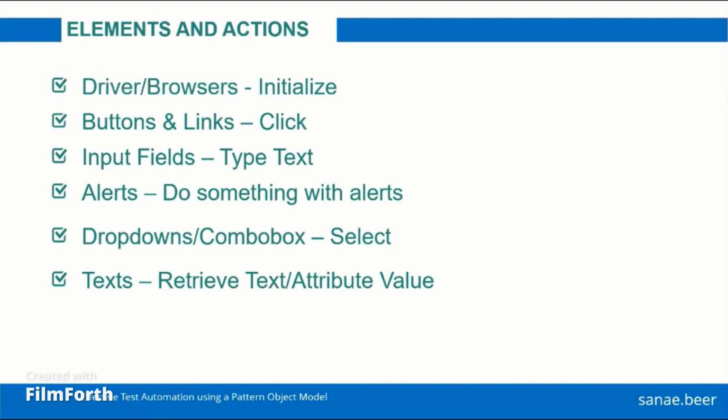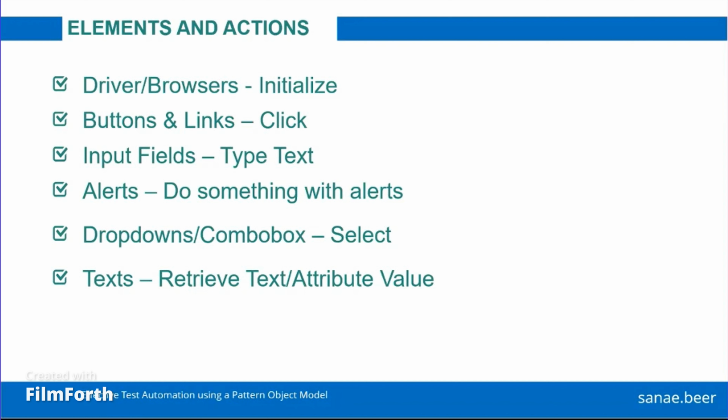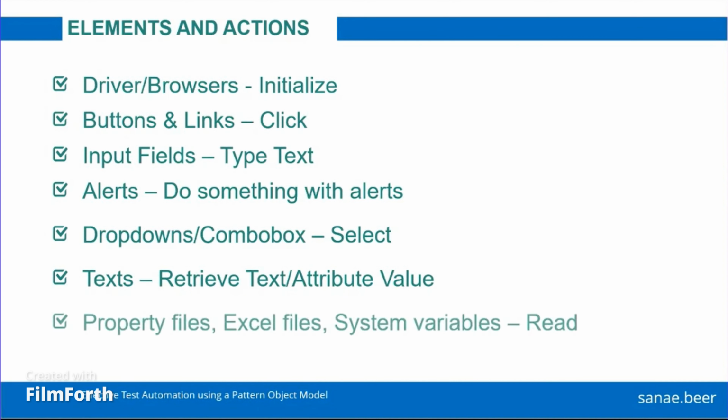What we can do with combo boxes: select one thing, select multiple things. These are the things that we can do. There is nothing more than that. Text: if we have a label, we can retrieve that label, the text, so we can validate that text. Nothing more than that.